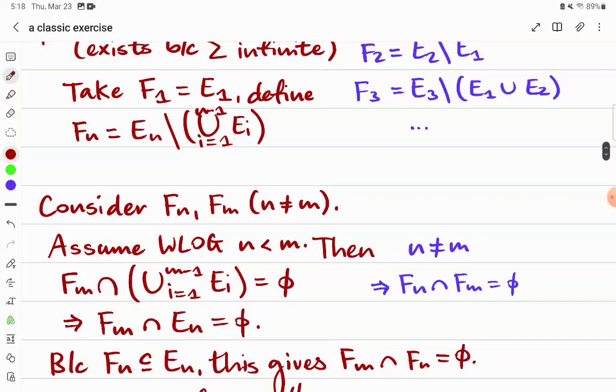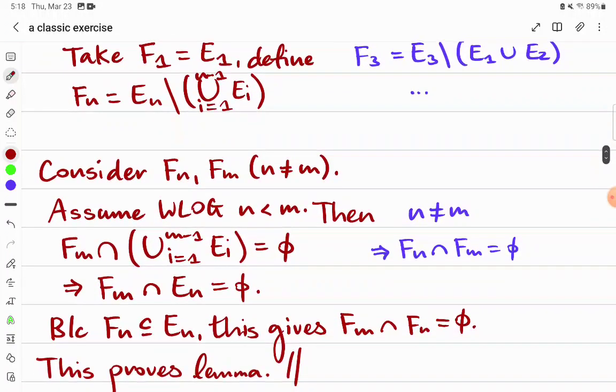And this goes to show, since f sub n is contained in E sub n, if f sub m and E sub n are disjoint, f sub n and f sub m must also be disjoint when m is not equal to n. This proves the lemma that we have a disjoint sequence of infinitely many sets.